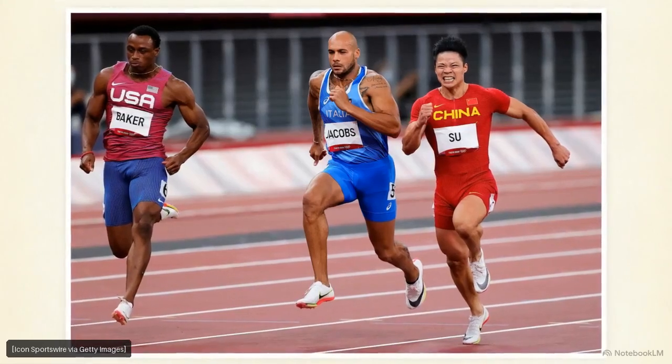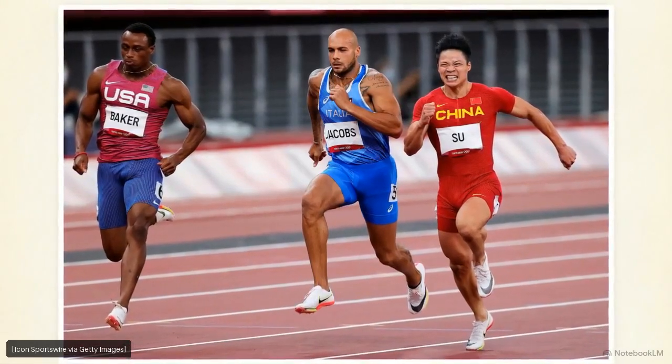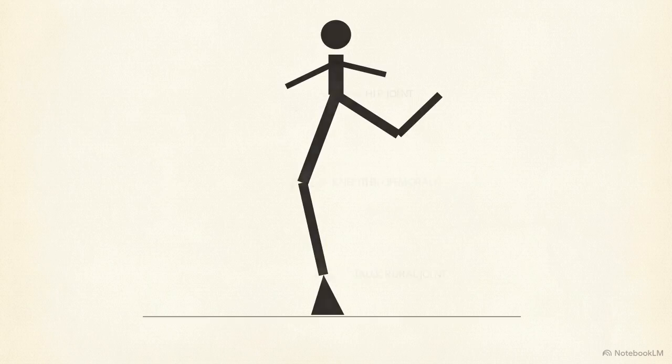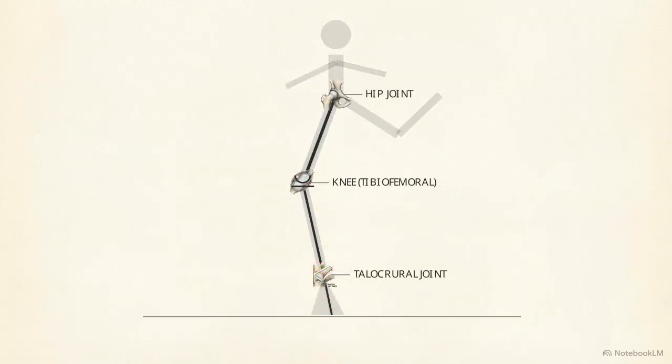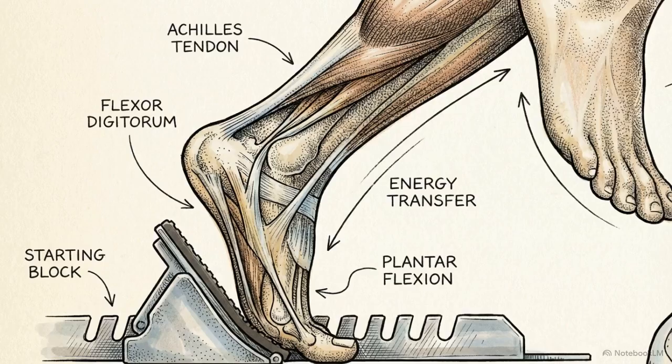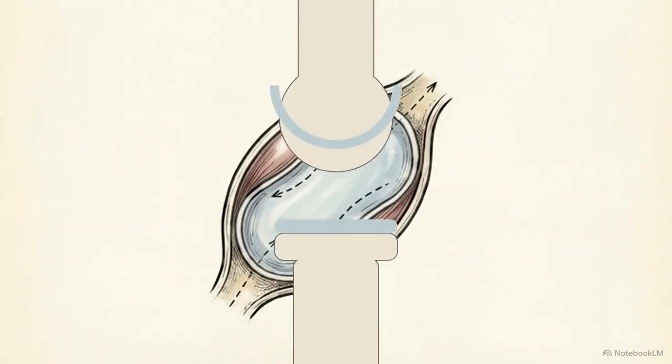Look at the sheer force transferring through the legs of a sprinter. Every footfall sends hundreds of pounds of kinetic energy crashing through the ankle, up the knee, and into the hip. Yet, these structures don't shatter. They absorb the shock and immediately convert it into forward propulsion. This is made possible by synovial joints.